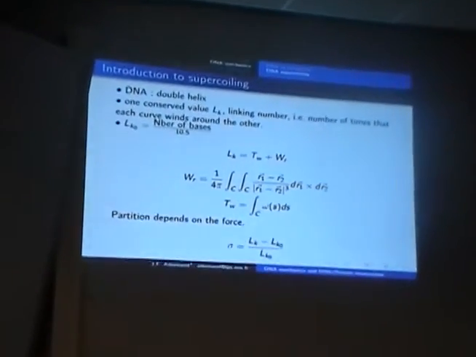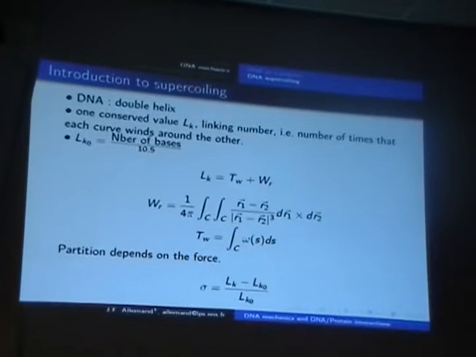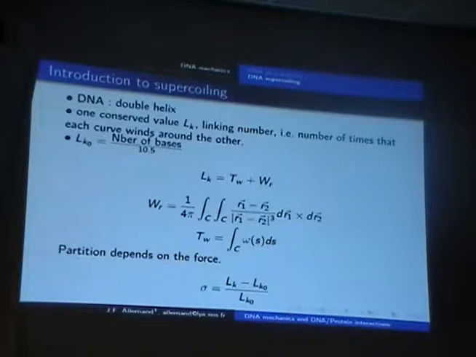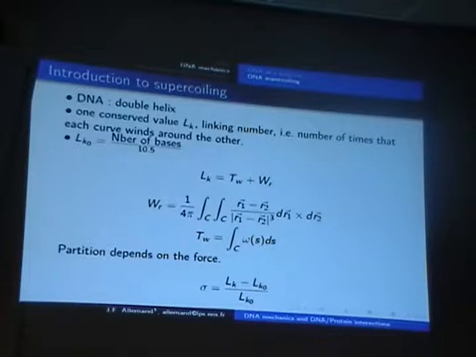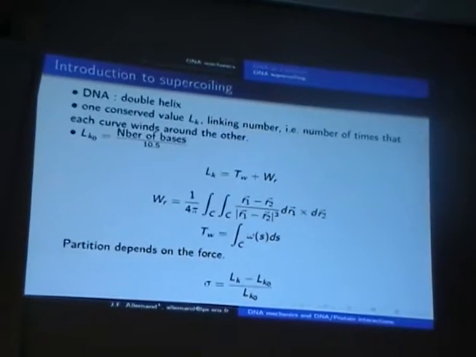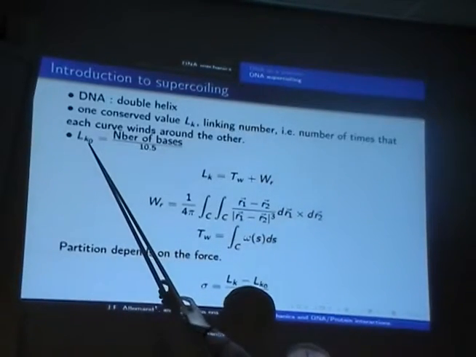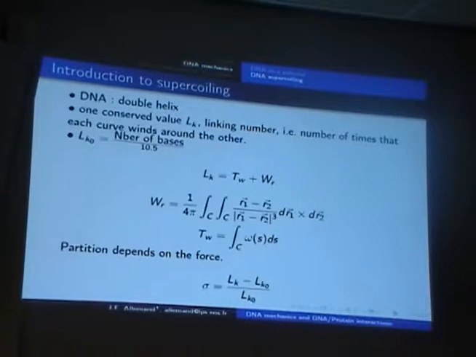As we said, DNA is a double helix, and so it has a given number of turns. As I said during the first lecture, in the standard DNA structure in solution, you have 10.5 bases per turn. It means that if you have a long DNA molecule, in its initial torsionally relaxed structure, you already have a given number of turns of one strand around the other. That's given by the number of bases divided by 10.5.